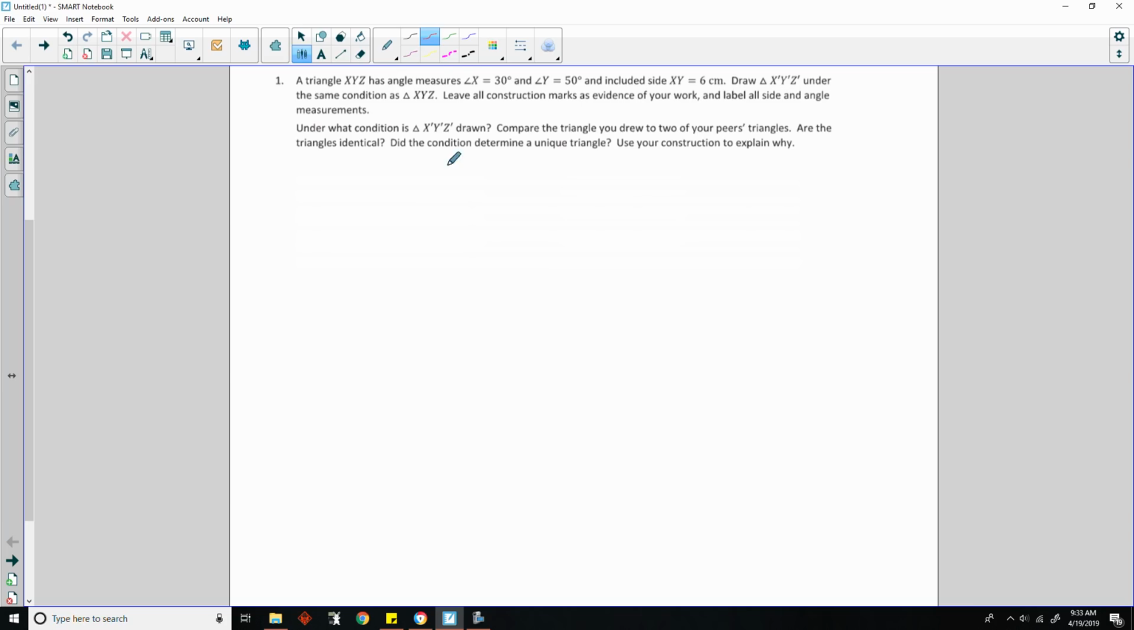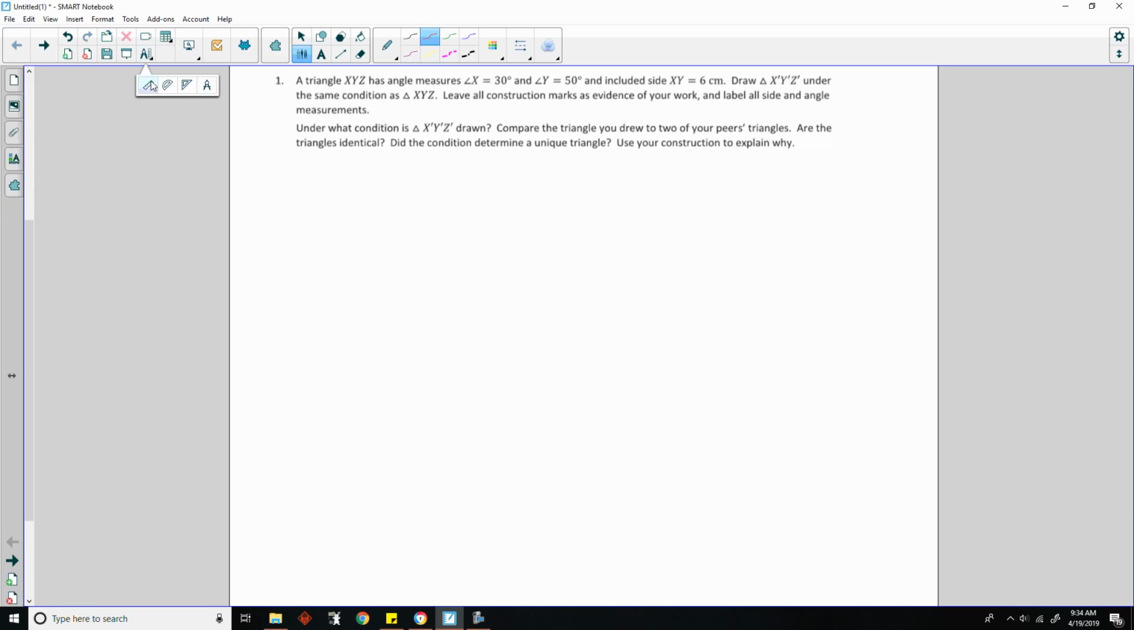A triangle XYZ has angle measures: angle X is 30 degrees and angle Y is 50. So therefore angle Z is, quick, 100 degrees. Triangle sum theorem, 180. 30 plus 50 is 80 plus 100 is 180. And the included side XY, the side between angle X and angle Y, is 6 centimeters. It says to draw a triangle X prime, Y prime, Z prime under the same conditions as X, Y, Z. Leave all construction marks as evidence of your work and label the side and angle measurements.